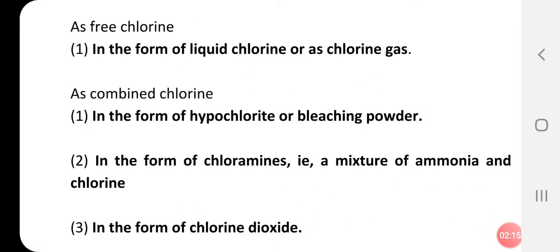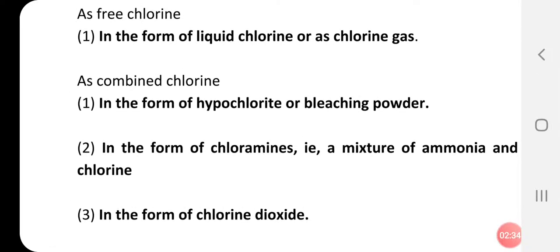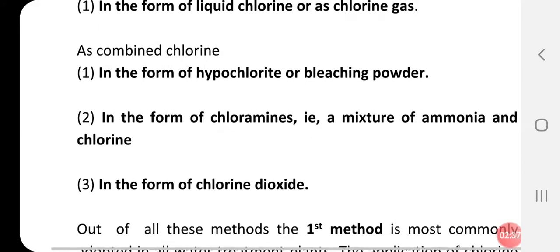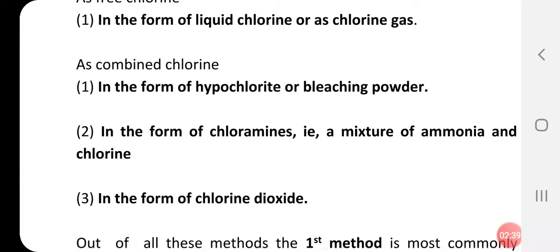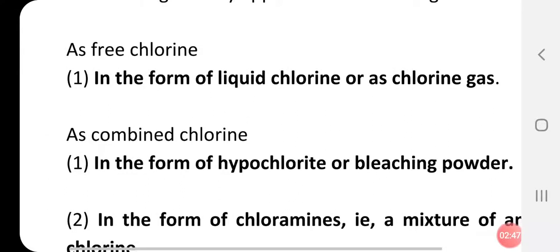So in total, if we see, there are three methods. One method is free chlorine, and the other two methods are combined chlorine. And a further method is also there, that is in the form of chlorine dioxide. So if you count here, 1, 2, 3, 4 methods. Out of these 4 methods, the method mostly adopted is the first method, that is free chlorine, in the form of liquid chlorine or chlorine gas. So this one is used.